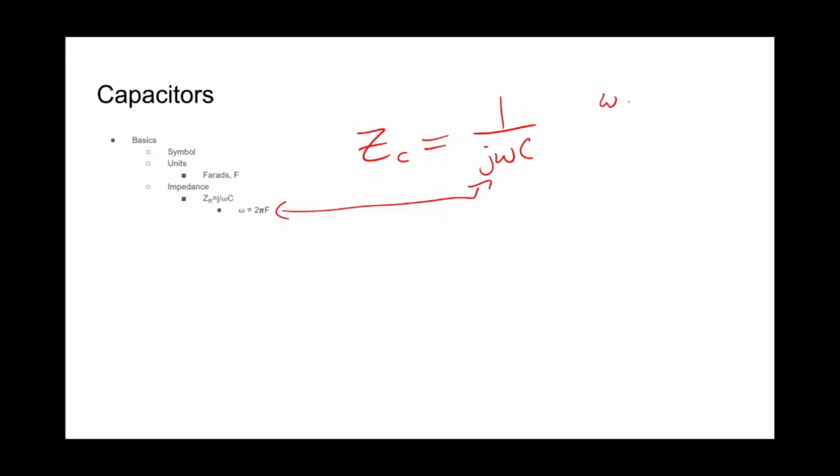So if omega is large, we'll just simplify it, if it's infinity, the impedance of this is 1 over j infinity times C, or 0. Now, if the frequency is 0, we get j times 0 times our capacitance C, which is infinite impedance. So capacitors like higher frequencies more than lower frequencies, or they let more signal pass through.